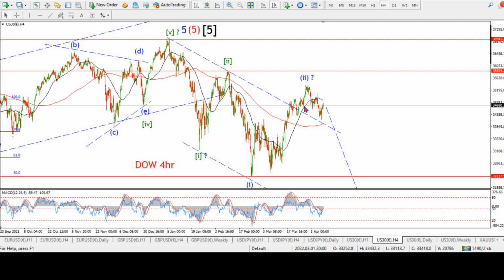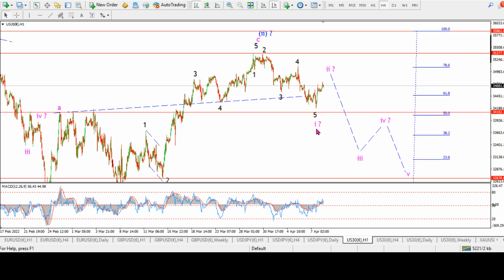Still, we're hanging at a lower high though, so I'm still pretty hopeful that we will complete a series of lower highs and we'll turn down into a third wave eventually. Hasn't happened yet.